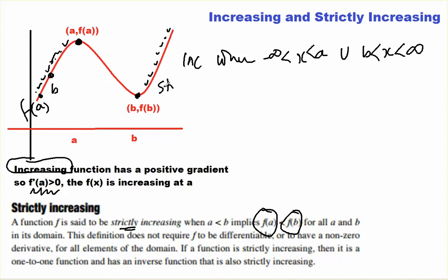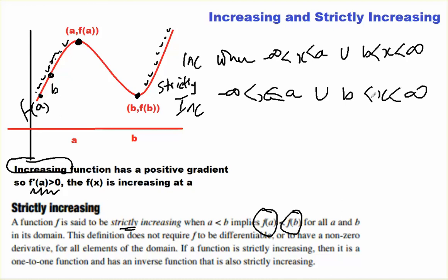So strictly increasing when x goes from negative infinity up to and inclusive of a, and from b up to infinity, inclusive of b, because it's strictly increasing at this point here, because if you take this to be a and this to be b, f of a is less than f of b, therefore it's strictly increasing.